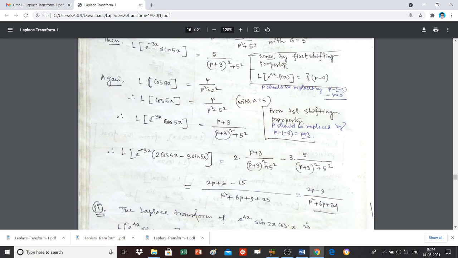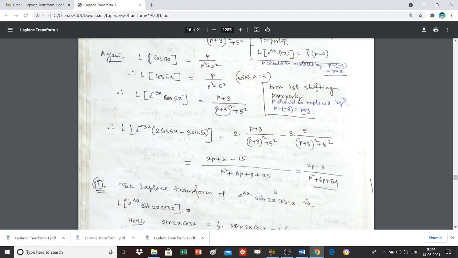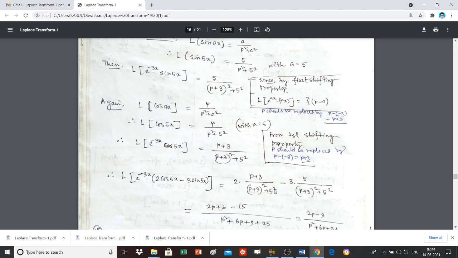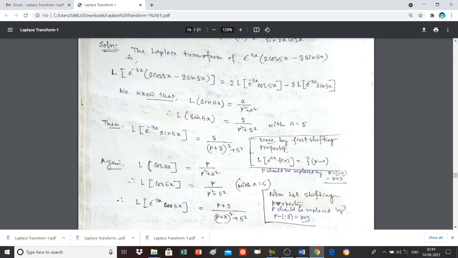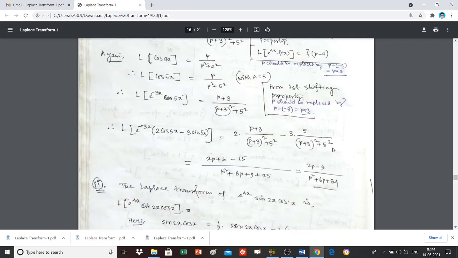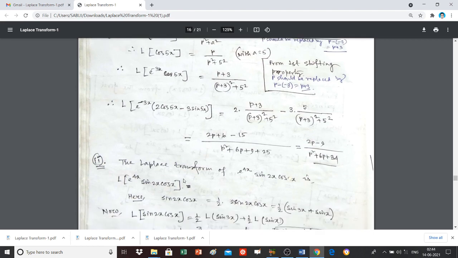And just write it, it can be written as p square plus 6p plus 9, then 25 is here. So from here 2p minus 9, and the denominator p square plus 6p plus 34. So this is the result of the Laplace transform of the given function, that means e to the minus 3x times 2 cos 5x minus 3 sin 5x. This is the result. Now another one is Laplace transform of e to the power 4x sin 2x cos x.